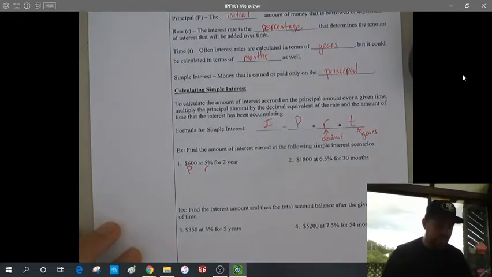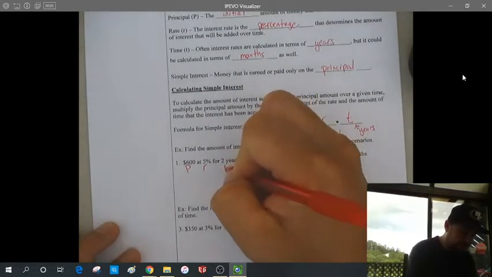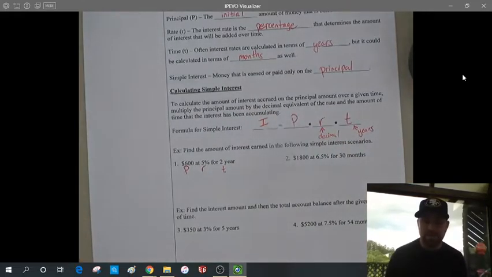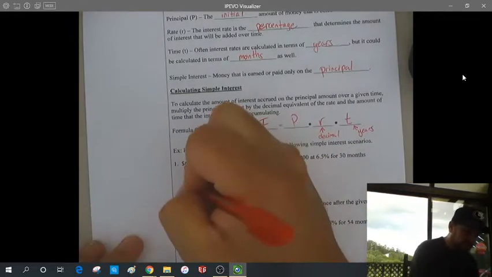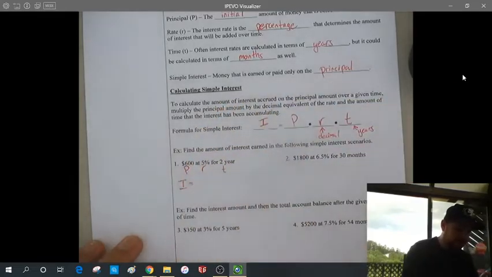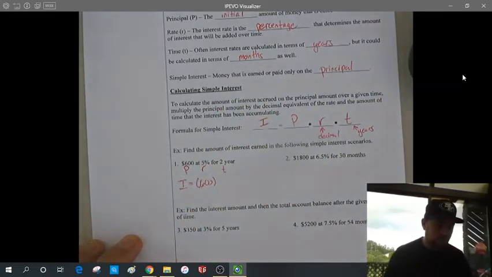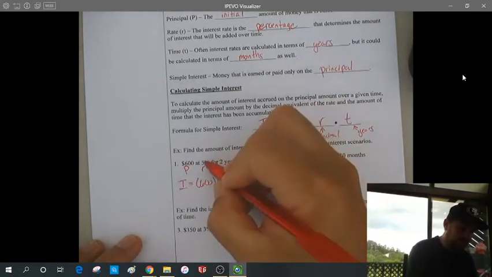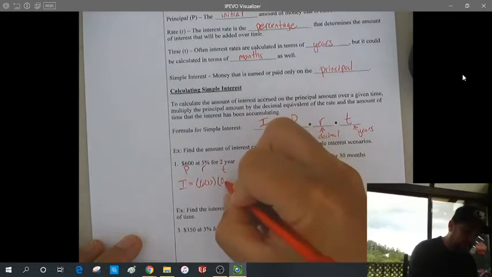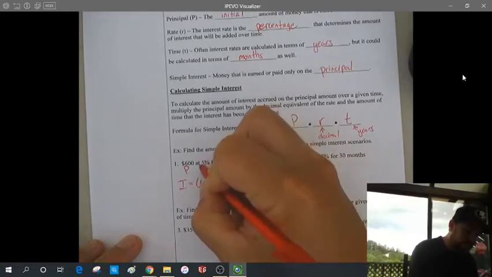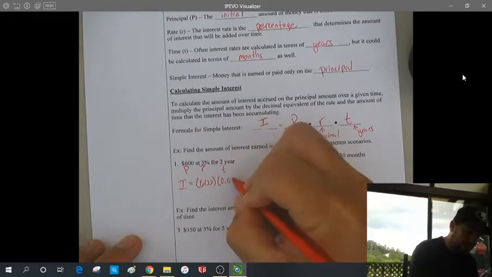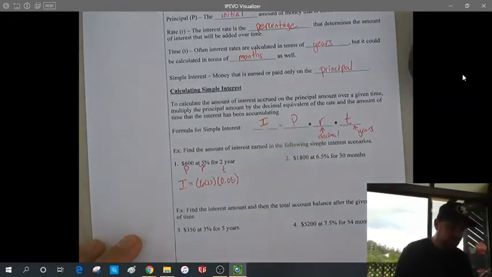5% is the rate, but again, remember we're going to have to convert that over to a decimal. And 2 years is the time, and it's already given in years, so we can leave it just as 2 here. So I is equal to 600 for the principal, times the rate, which is 5%, but as a decimal, moving it 2 places over to the left is 0.05, and then times 2 for the number of years.